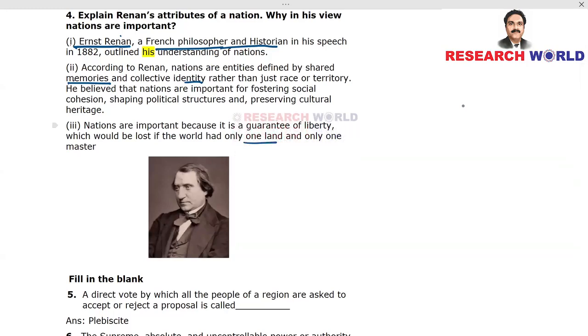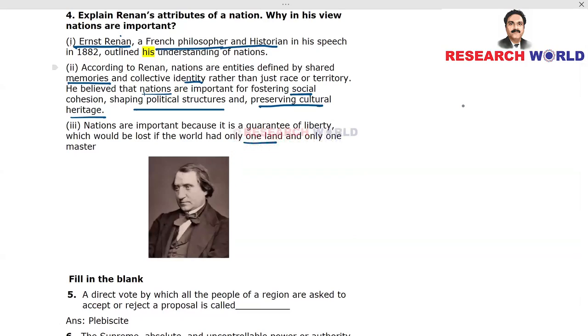Okay, so we have got three important points. Explain Renan's attributes of a nation. Why, in his view, nations are important. First of all, you are introducing who is Ernst Renan. Then you should highlight that is the shared memory and collective identity. That concept should be there. And he says why nations are important, because you need social cohesion, then shaping political structures and preserving cultural heritage.